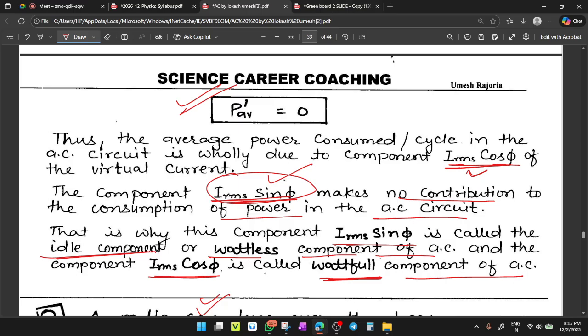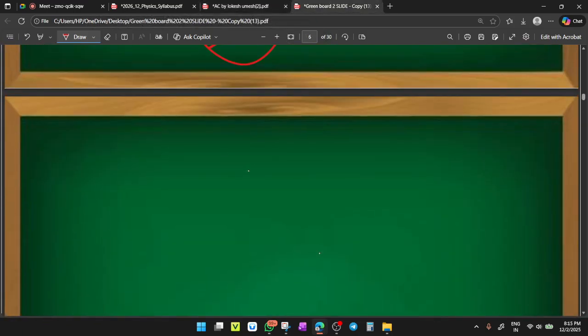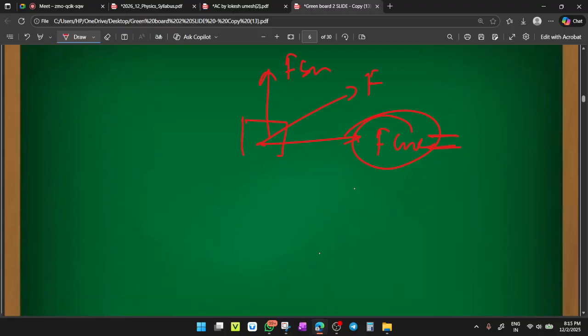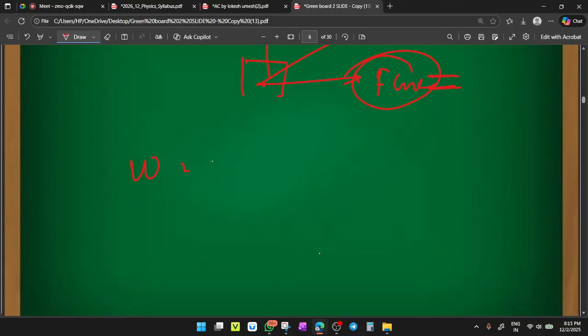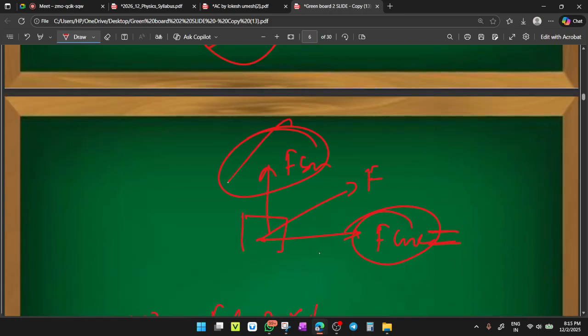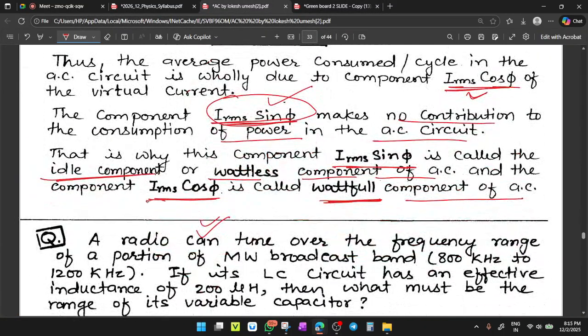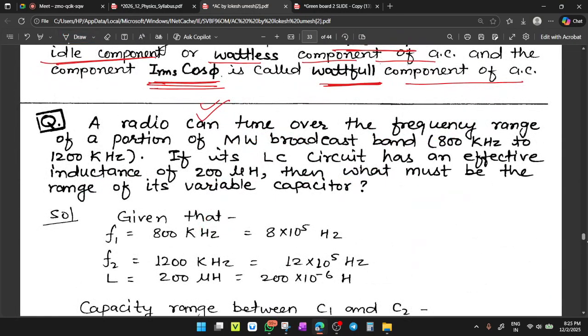Clear? Similarly, you have seen that when you pull an object with some force F, there will be two components, F cos theta and F sine theta. Yes or no? This F cos theta is useful for calculating the work, because work equals F cos theta multiplied by distance. But this F sine theta is not of any use. So this is the working or wattful component. The horizontal component, IRMS cos phi, will be the working or wattful component. Done? Okay. See the next question, students.